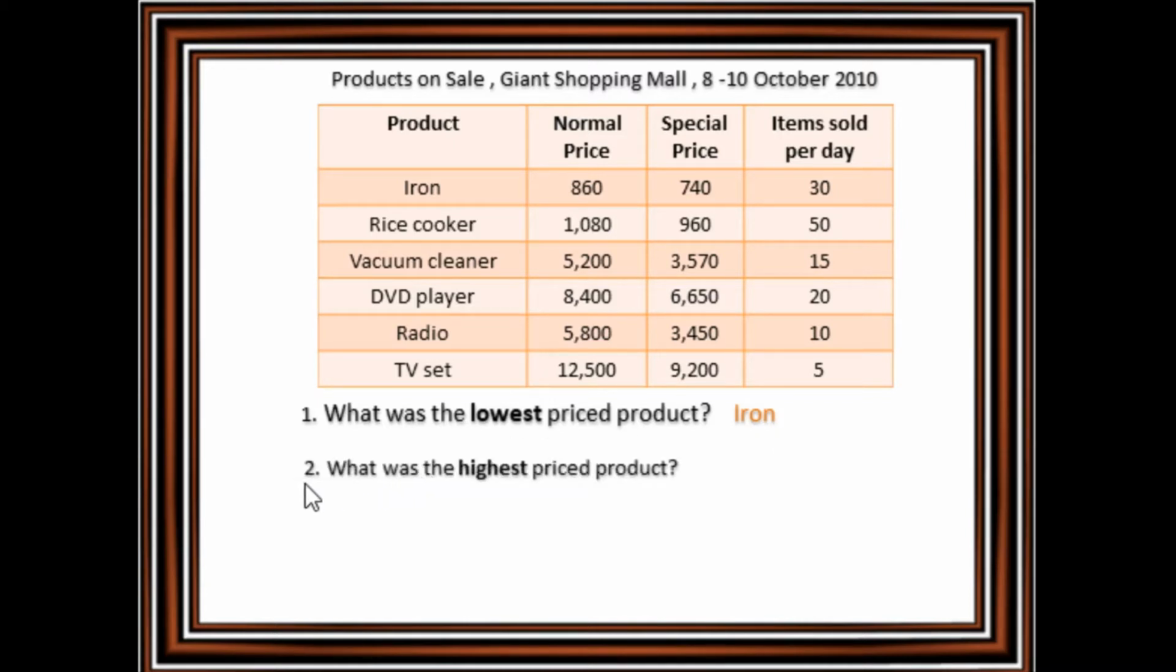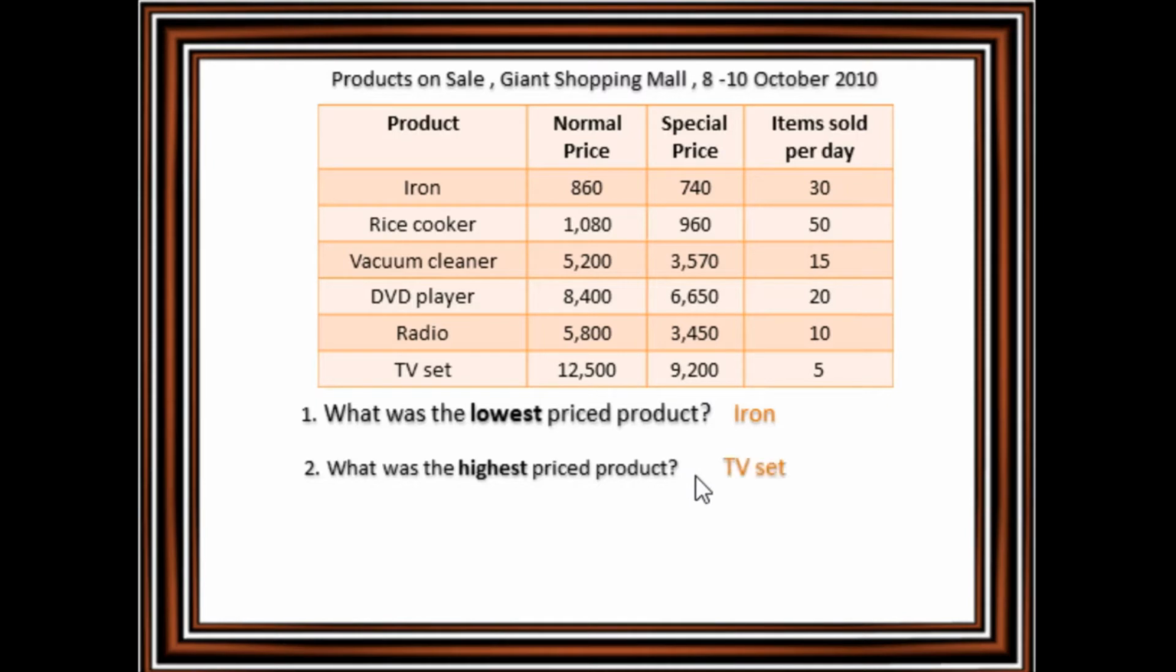Second, what was the highest price product? This time it's the highest or the biggest price. What price is it? Okay, it's 12,500 baht. What is 12,500 baht?